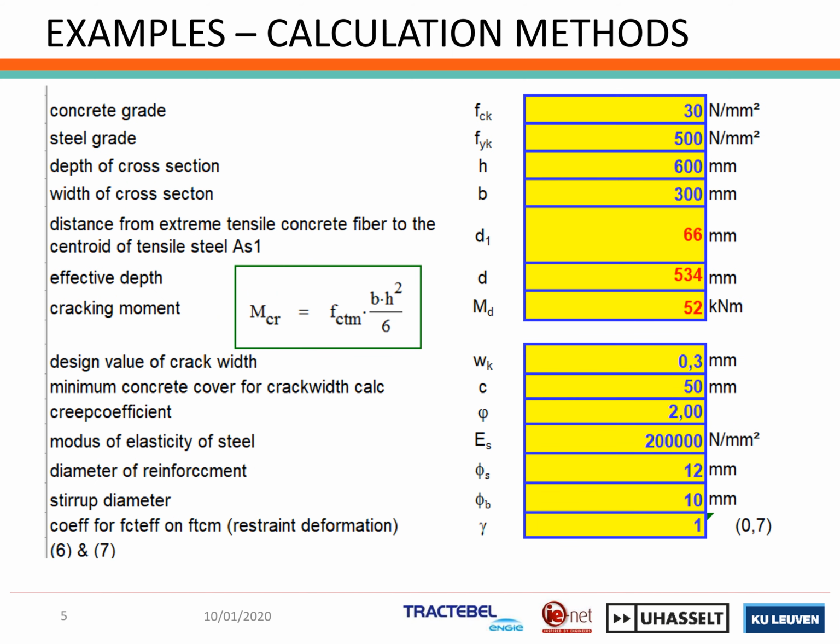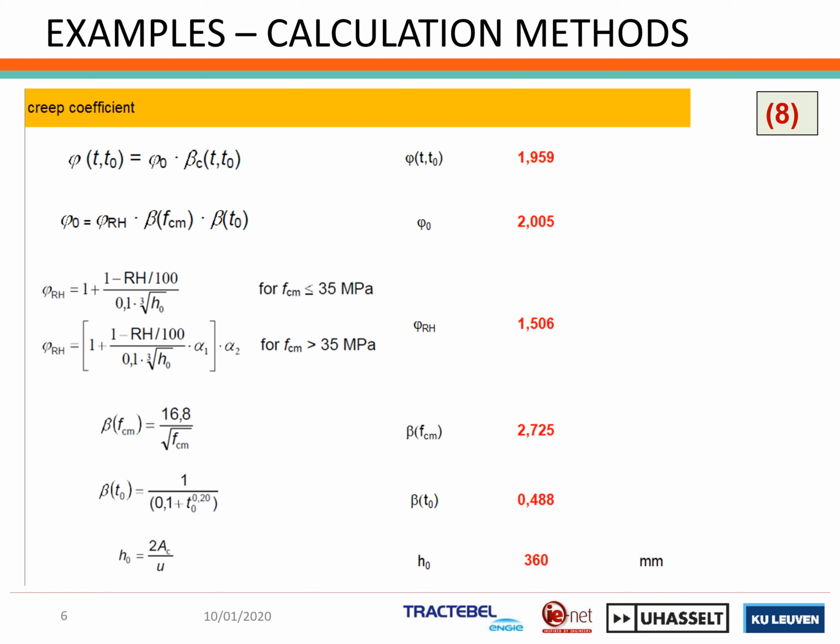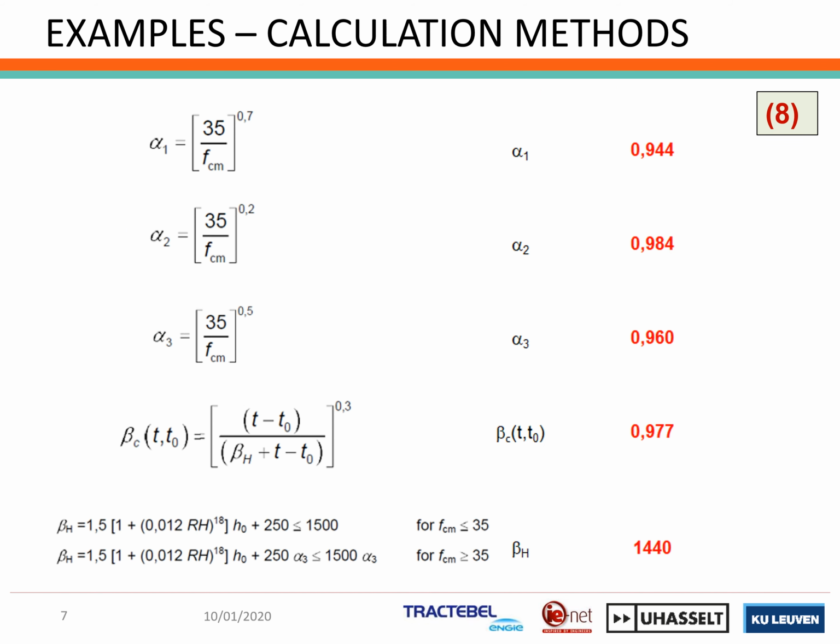Again, we use the same example, the same simply supported beam with rectangular section. First, we calculate the creep coefficient. It's a lot of formulas, one after the other, but at the end we arrive at 1.959 or 2.0. This takes part of the calculation of the creep coefficient.